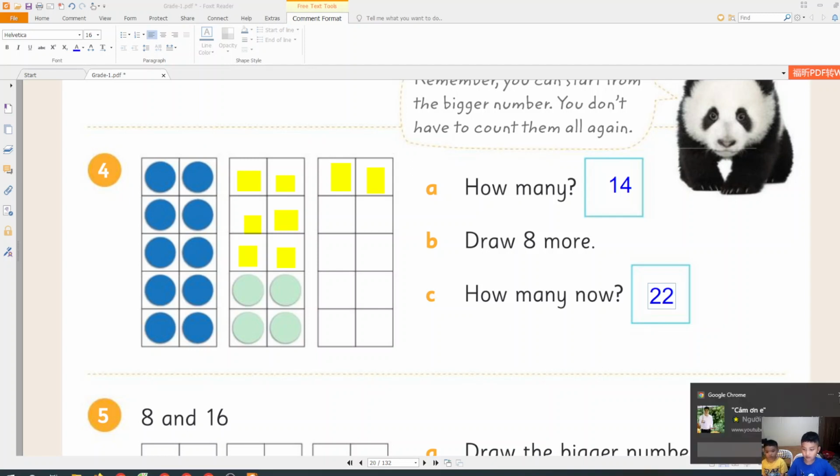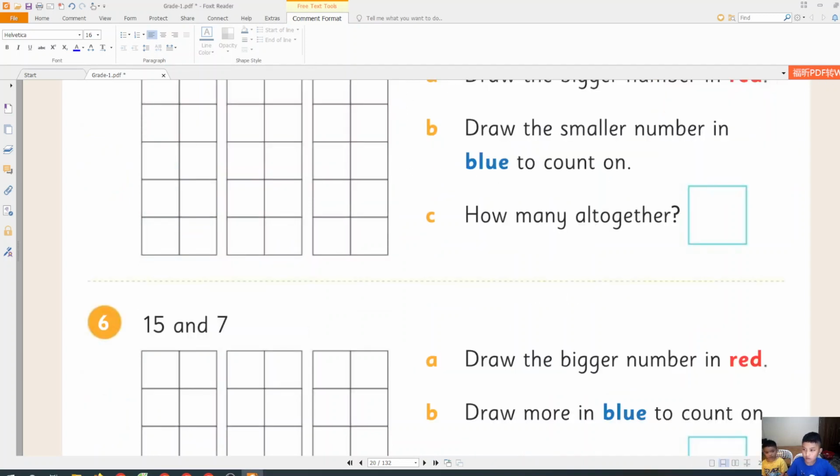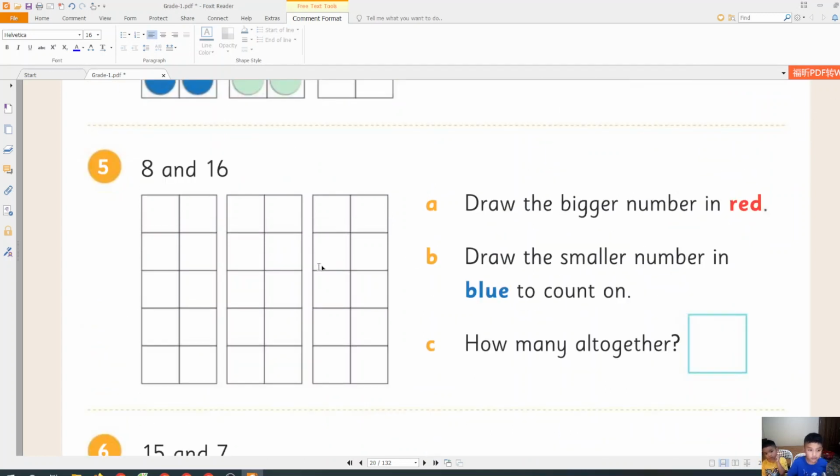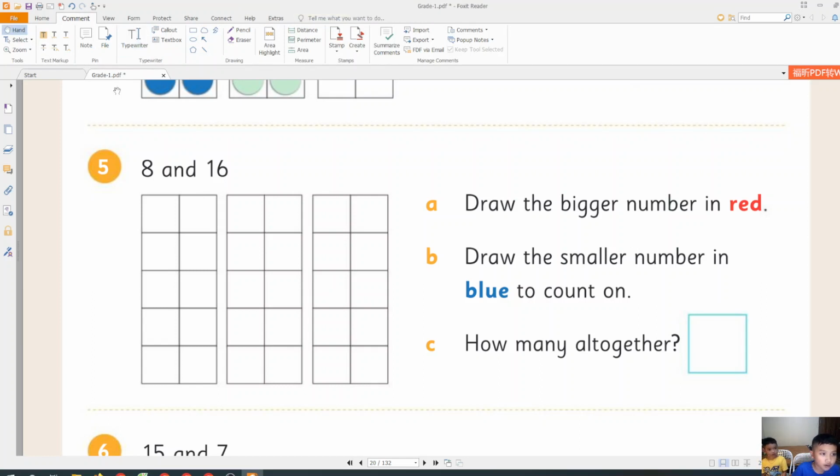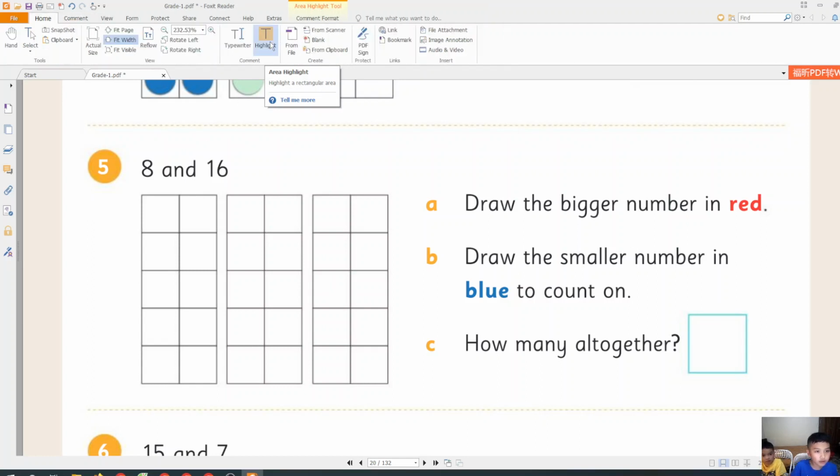Next. This exercise is harder. We have 2 numbers, 8 and 16. We will draw the bigger number in red. Let's draw. Khoan, it's 16.